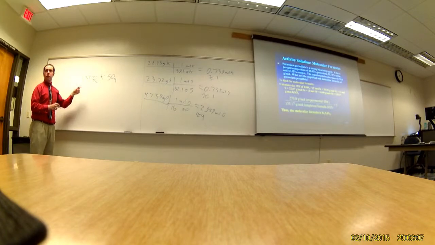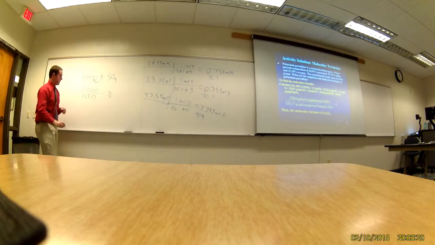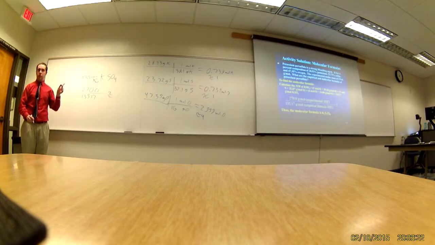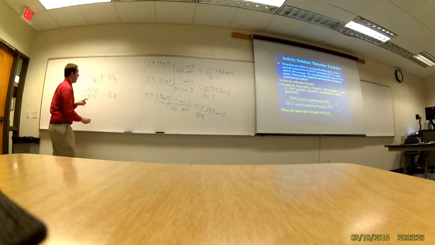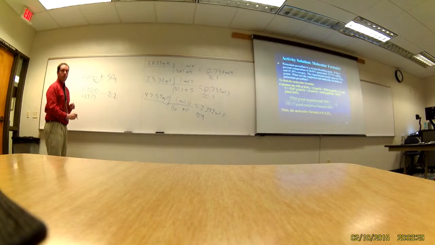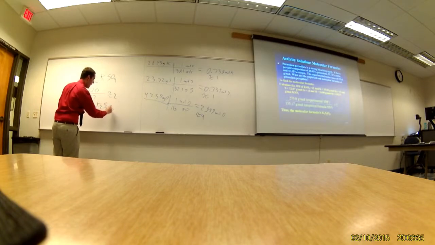What division do we need to do here? 270 divided by 135.1. Right. It's experimental divided by empirical, which is roughly what? 2. Does everybody see that's roughly 2? So what is our molecular formula? K2S2O8.